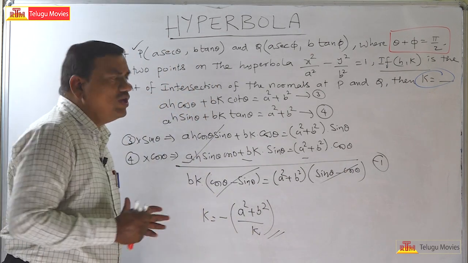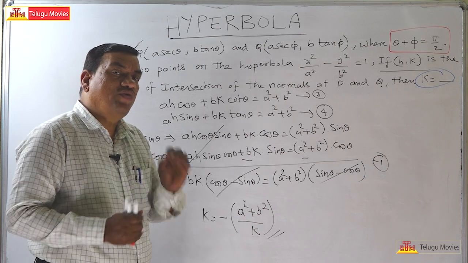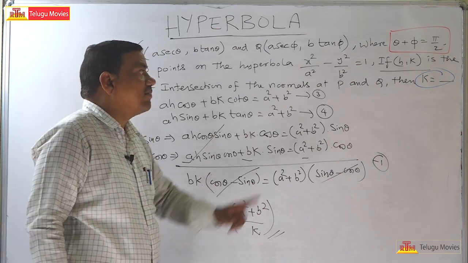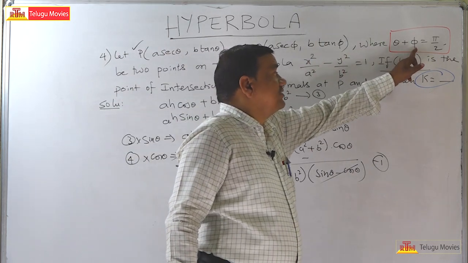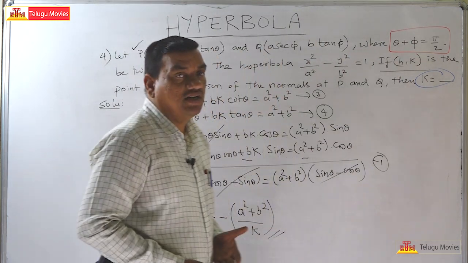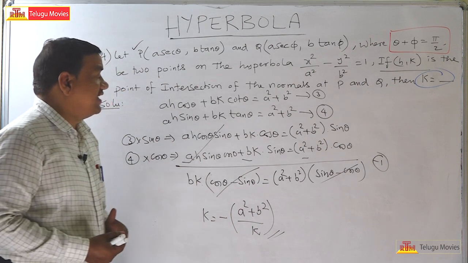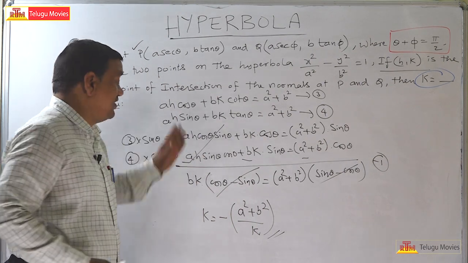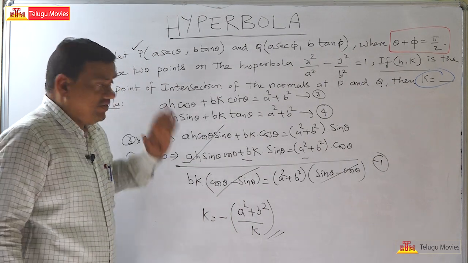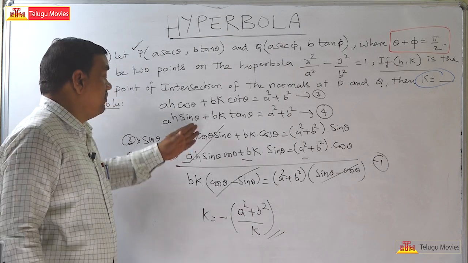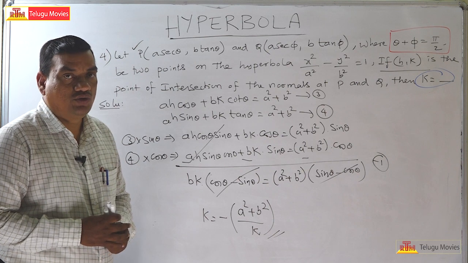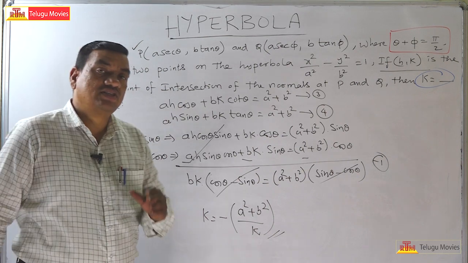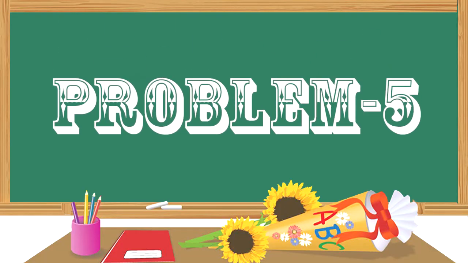The only thing to know is, if you know the equation of the normal at theta, and the second thing is, if you convert this phi into pi by 2 minus theta, and if you eliminate h, we want the k value, that's why we eliminated h. If it is asked to find h, we can eliminate k. Right, I hope that you enjoyed this problem. So let us see the next problem.